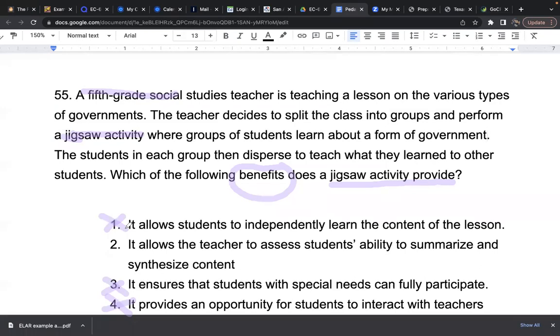So it allows the teacher to assess their understanding of what her lesson was, their ability to summarize, synthesize, change it, or put it however they want to give it to the other group. So it does allow for assessment of understanding on a deeper level, because when they can synthesize the content, they understand it on a deeper level. Are there any questions about this one?